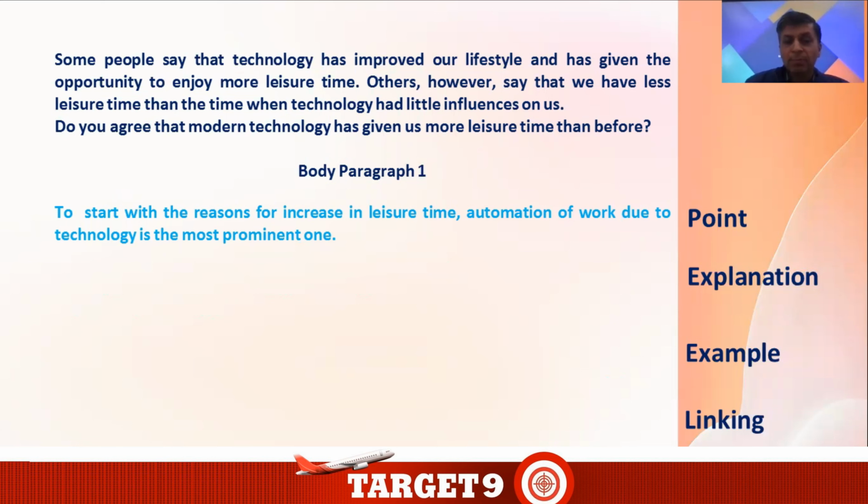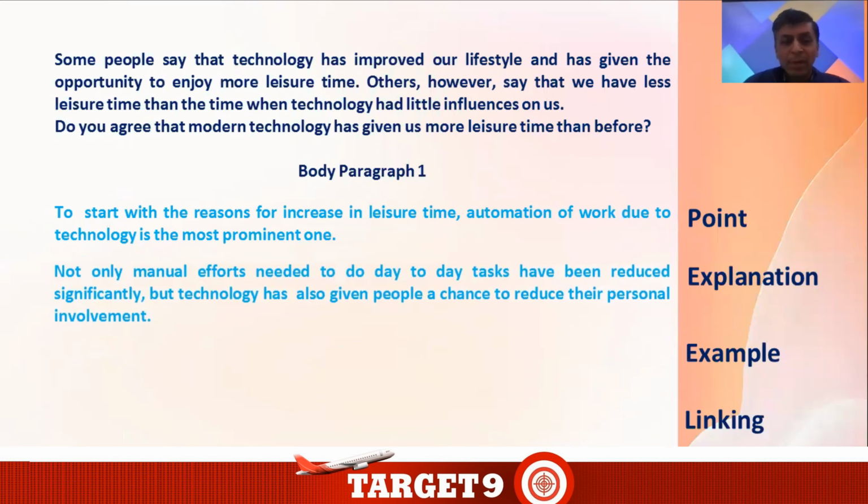Now I will explain it. When we go for explanation, usually we use compound or complex structures. The structure that I have used here is "not only, but also". You can see how beautifully it explains my point. Not only have the manual efforts needed to do day-to-day tasks been reduced significantly, but technology has also given people a chance to reduce their personal involvement. So I'm saying there are two benefits that we are going to get because of automation of work. First of all, our efforts are reduced. Secondly, we have more time, so definitely we can go for more leisure activities. So you can see how I have used this.